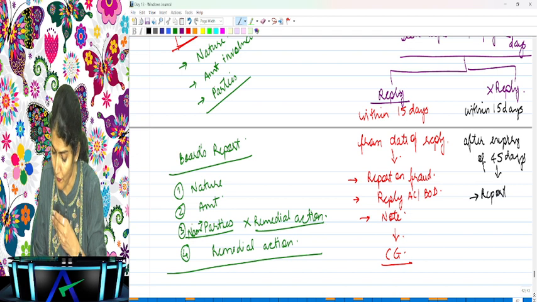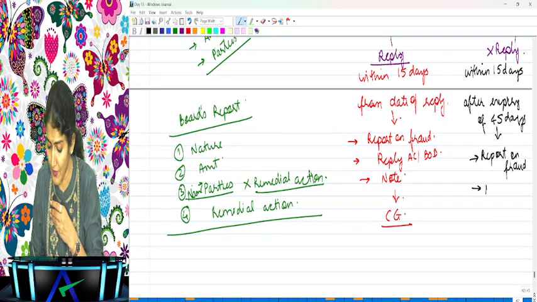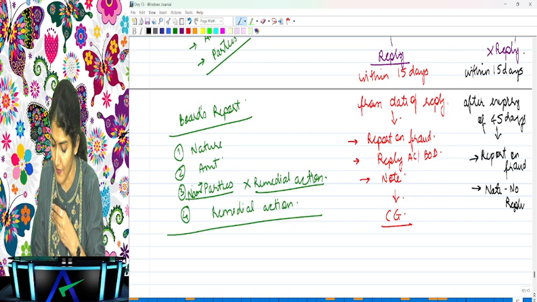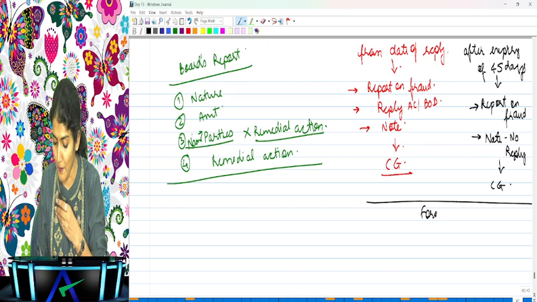The report on fraud which you had forwarded to the audit committee, now you report it to the CG plus a note: there has been no reply of the audit committee board of directors. Now you will send this to the CG. This reporting of fraud to CG has to be done in which form? It has to be done in the form ADT 4.